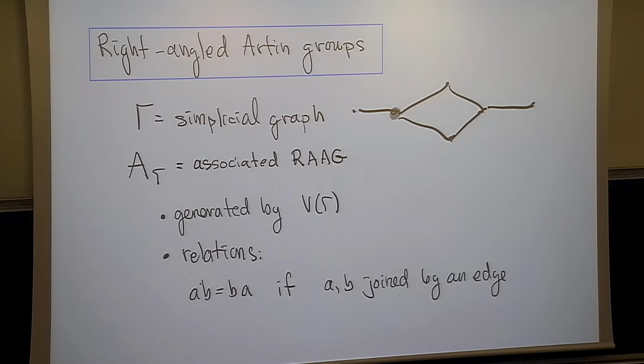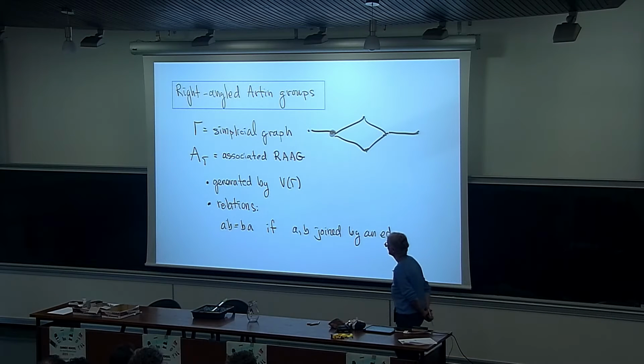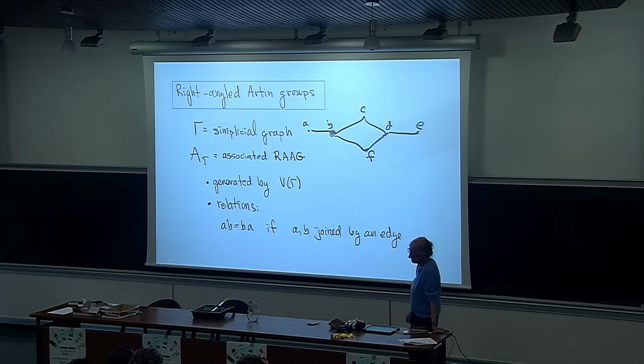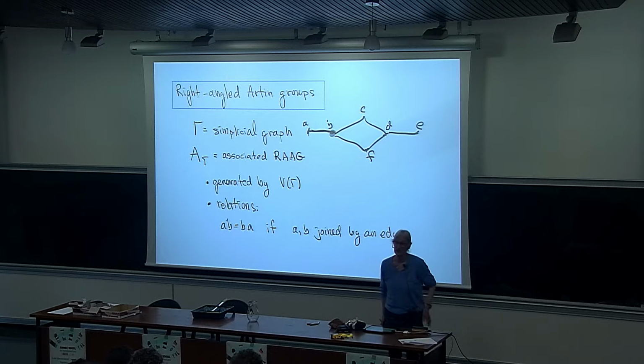And then associated to any simplicial graph, there's a group called a rag, right-angled Artin group, and it's generated by the vertices. So the graph that I've drawn has six vertices, and the relations are that things commute if they're joined by an edge. So in fact, A and B in this picture commute because they're joined by an edge. B and C commute, C and D commute, D and F commute, D and E commute. And so that gives you a presentation for a group, and any such group is called a rag.